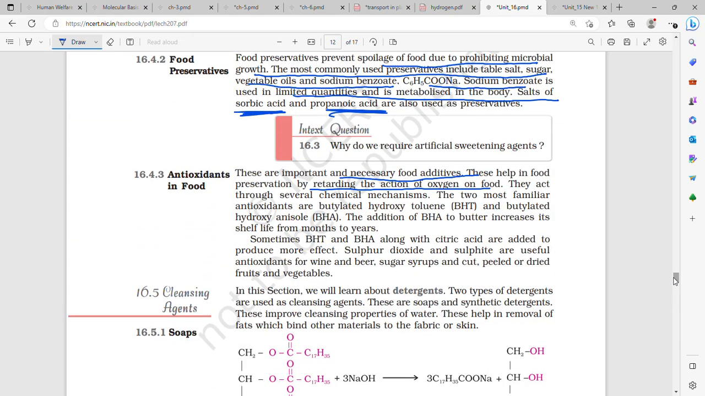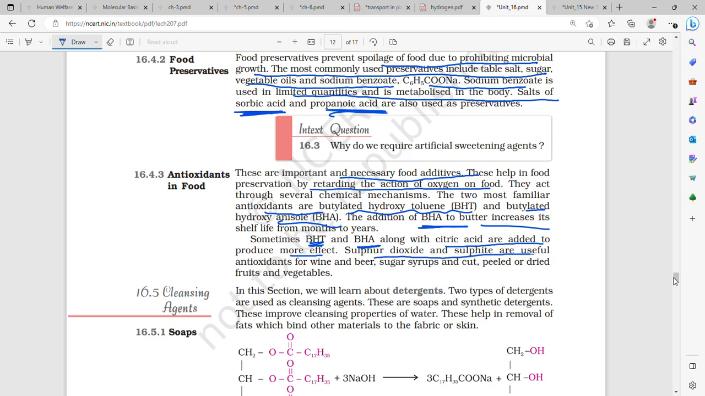Then antioxidants are important necessary food additives that help in food preservation by retarding the action of oxygen on food. They act through several chemical mechanisms. Two of the most familiar antioxidants are butylated hydroxytoluene (BHT) and butylated hydroxyanisole (BHA). Addition of butylated hydroxyanisole to butter increases its shelf life from months to years. Sometimes butylated hydroxytoluene and butylated hydroxyanisole along with citric acid are added to produce more effect.